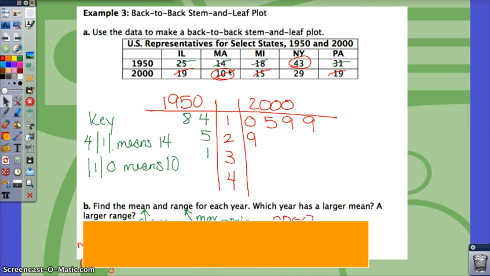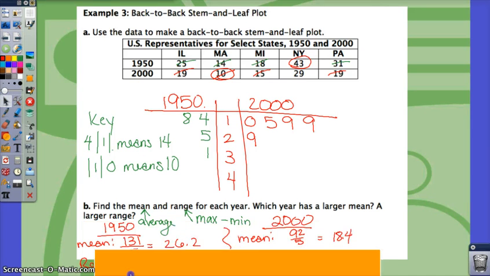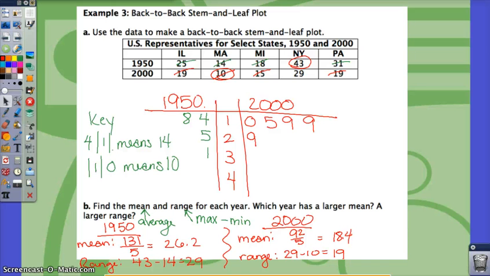All right, so hopefully you found the average for each year and you found the range. Remember, to find the average, you add up all the data values and then divide by how many there are. So you would add these up and divide by 5. For 1950, it's 26.2. For 2000, it's 18.4. Then to find the range, you do the highest value minus the lowest value of each set. So you have a range of 29 and a range of 19.